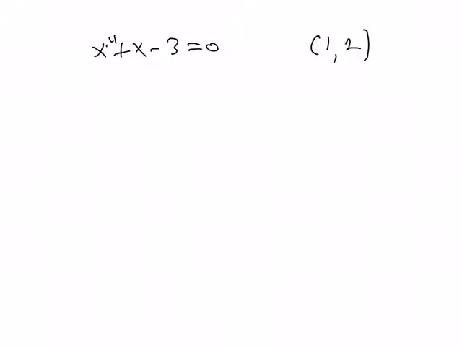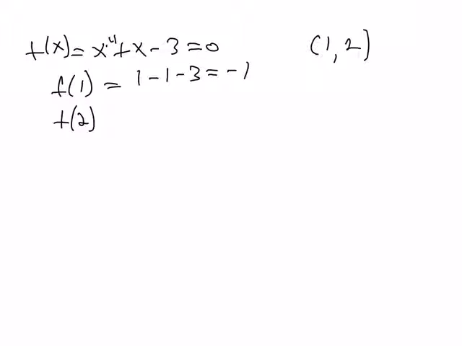x to the 4th power is f of x. We want to show that there's a solution to this equation. So let's look at f of 1 and at f of 2. So f of 1 is equal to 1 plus 1 minus 3, or minus 1. And f of 2 is equal to 16 plus 2, which is 18, minus 3, which is equal to 15.